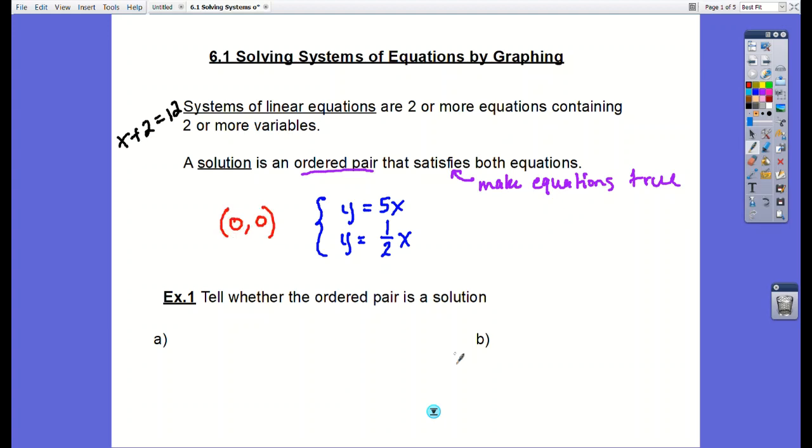And to see how that works, you could just plug in 0 for x and 0 for y and see what comes out. So let's do that. 0 for y equals 5 times 0 for x. Yep, 0 equals 0. That's a true statement. So it worked for the first equation. Do the same thing. Plug in 0 for y. Plug in 0 for x. Yep, 0 equals 0. That makes (0, 0) a solution to the system. If you plug it in, you get out a true statement.